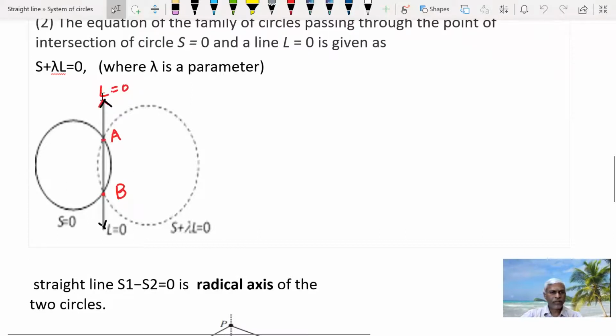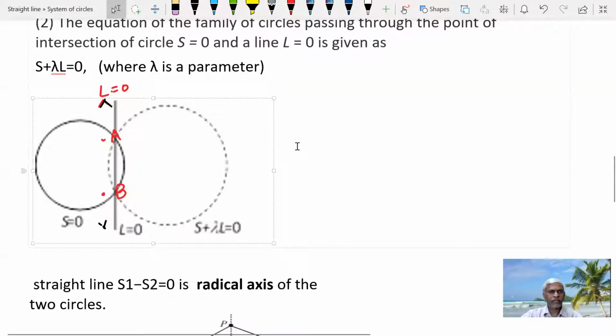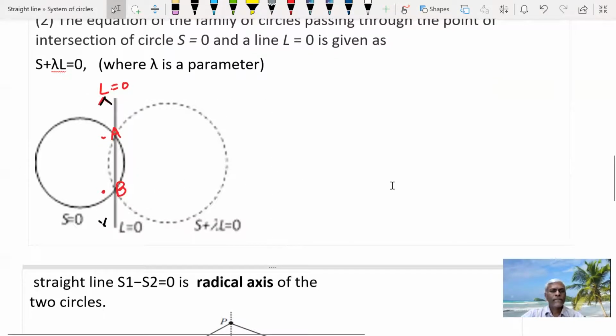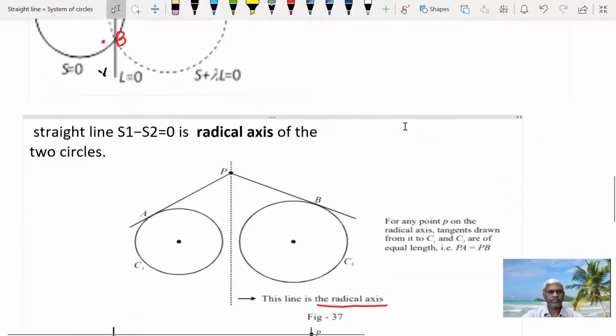ఇక్కడ ఒక వృత్తము ఒక రేఖ ఖండించుకుంటే ఏబి బిందువుల వద్ద, ఈ ఏబి బిందువుల గుండా పోయే వృత్త సమీకరణం మనకు ఎస్ ప్లస్ లాంబ్డా ఎల్ ఇజ్ ఈక్వల్ టు 0 అవుతుంది. ఒక వృత్తము రేఖ ఖండించుకున్నప్పుడు ఆ ఖండన బిందువుల గుండా వెళ్ళే వృత్త సమీకరణం ఎస్ ప్లస్ లాంబ్డా ఎల్ ఇజ్ ఈక్వల్ టు 0.